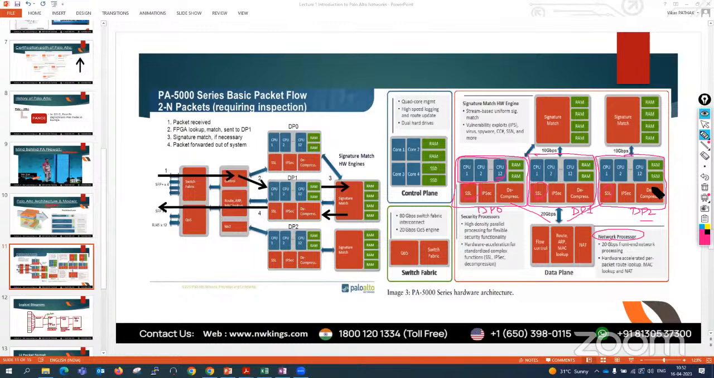What you're trying to say means it has 3 data planes. If the traffic originated from the LAN. Wait a minute. Wait. Let me complete, please.